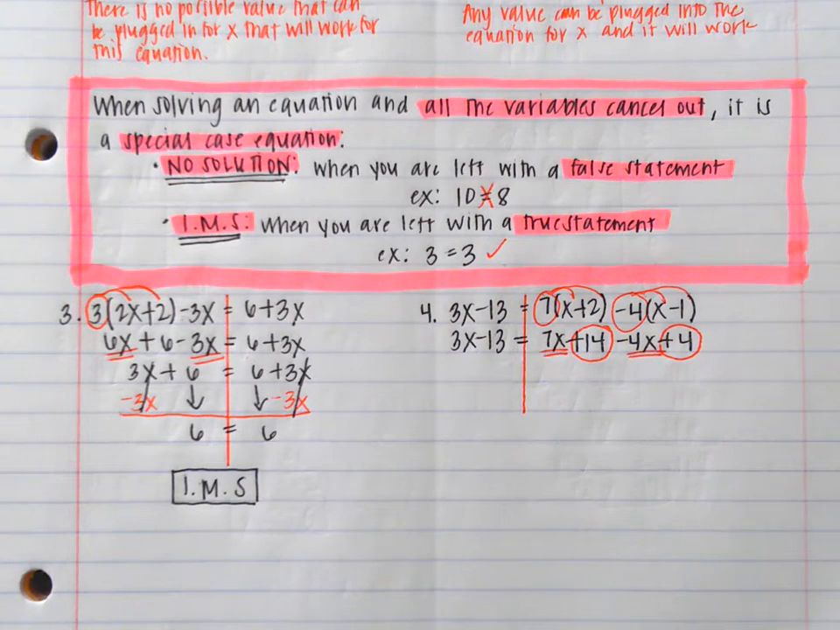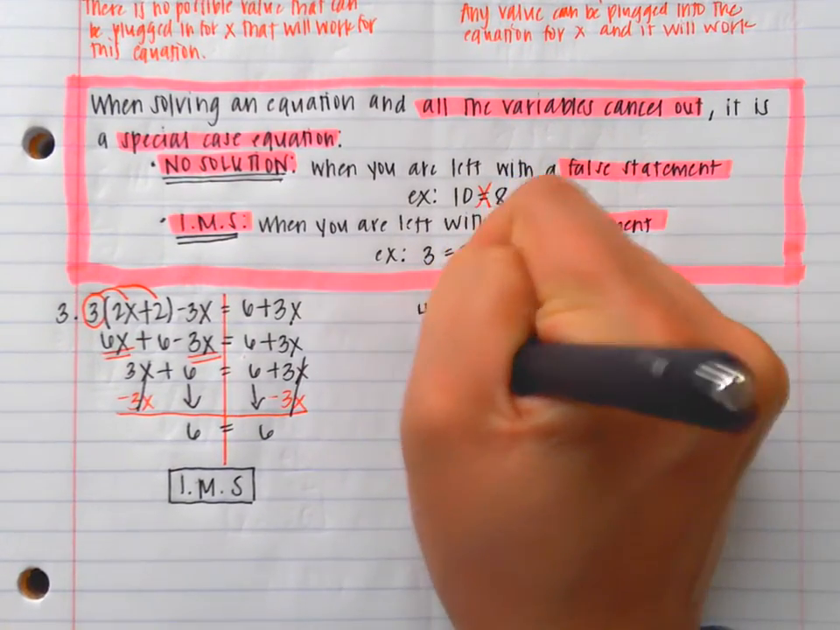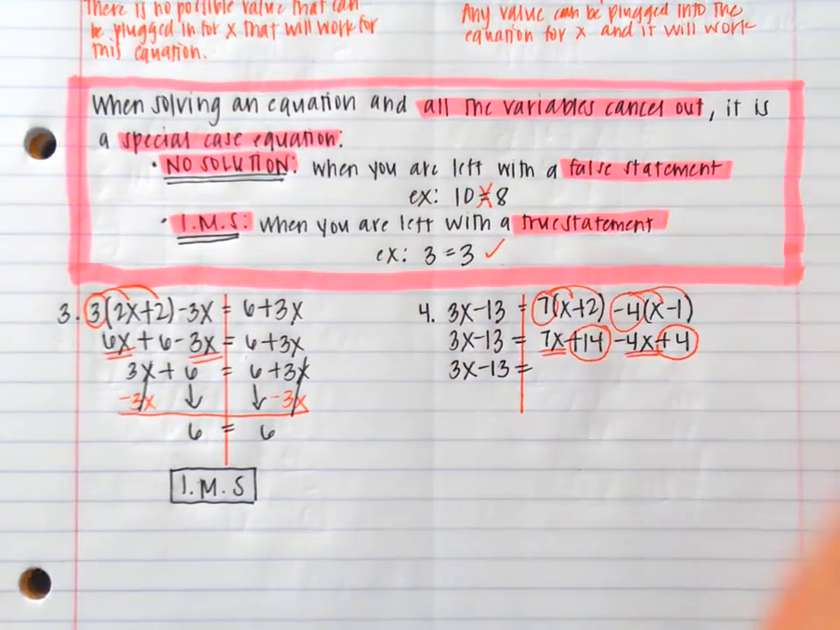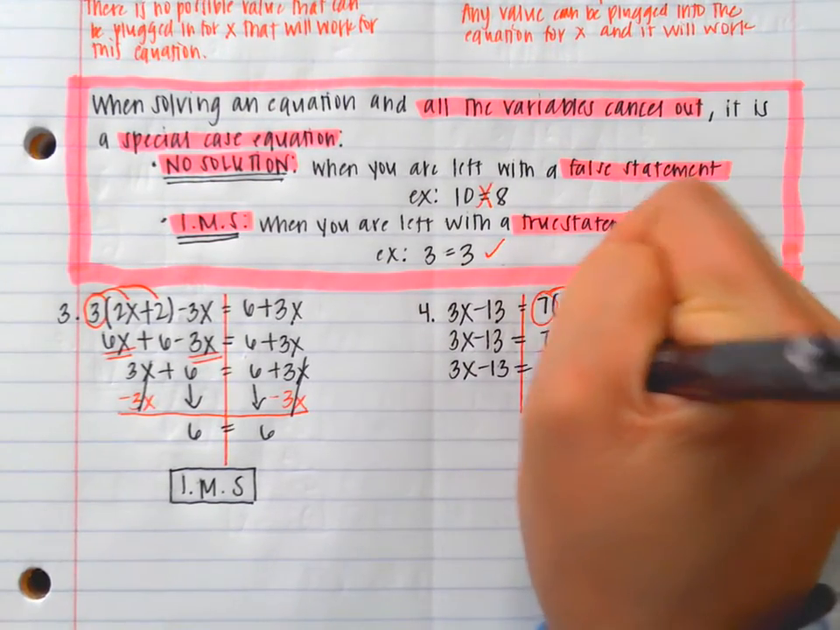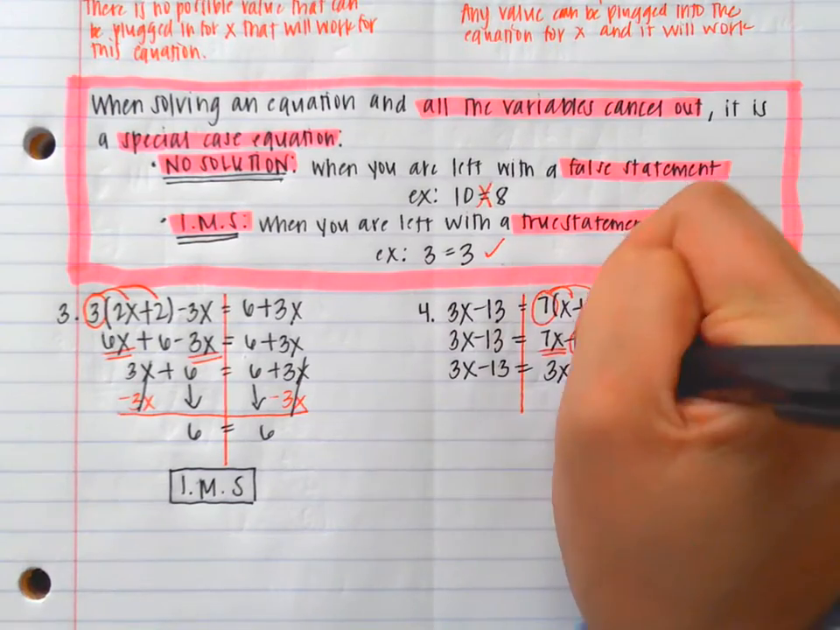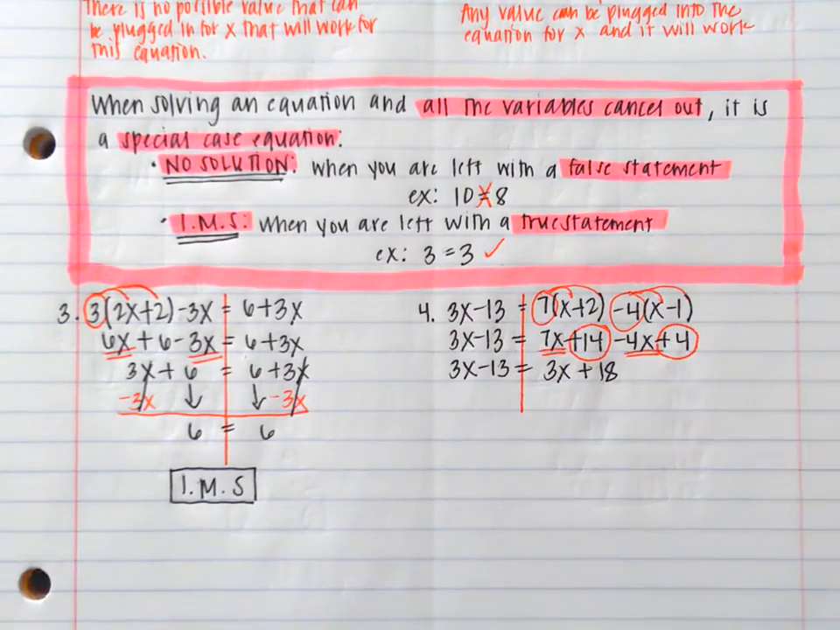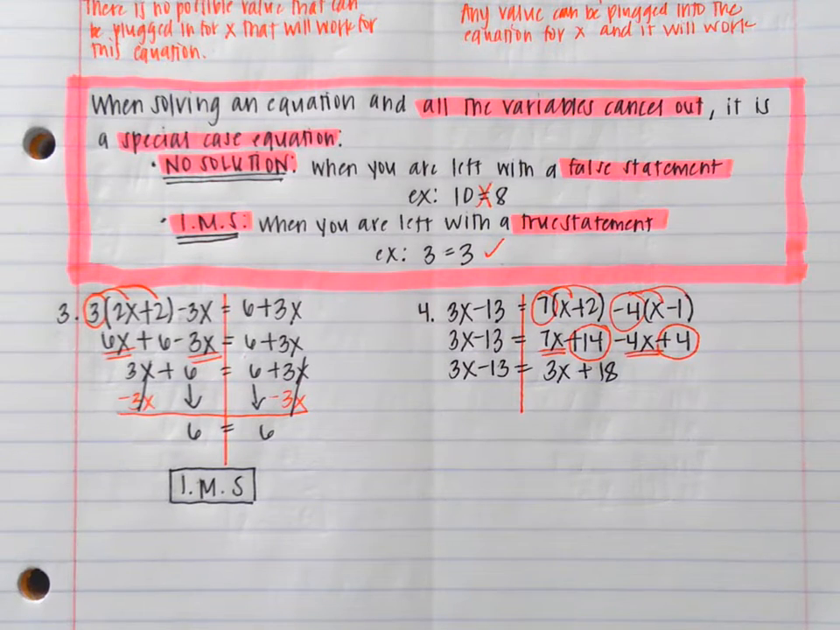So your second step should be to combine like terms. There aren't any like terms on the left-hand side, so we're just going to bring that down. But the 7x and the minus 4x can combine to become 3x, and the 14 plus 4 can combine to become 18. So from there, we start to solve.